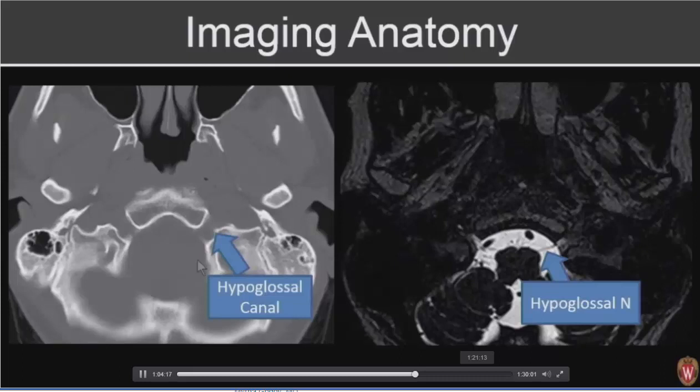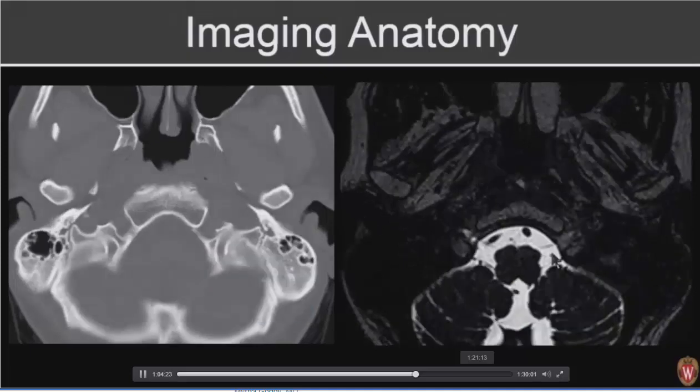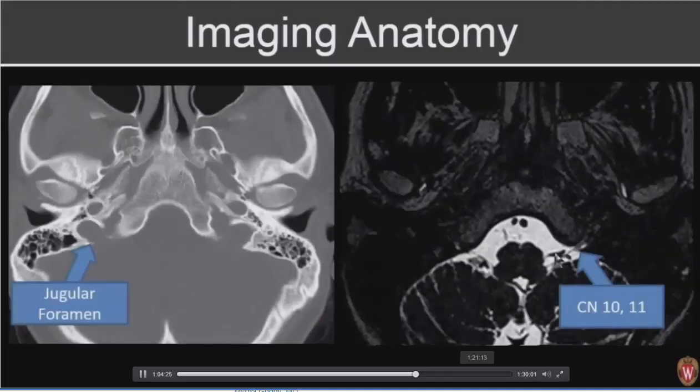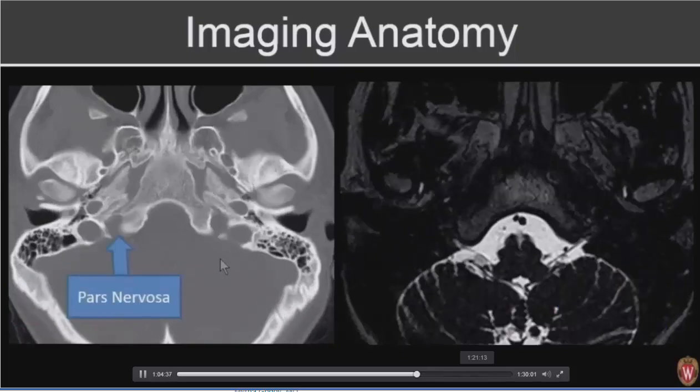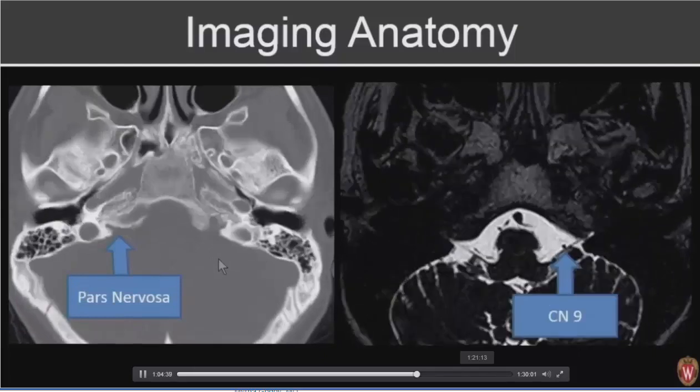So here, if we're starting inferiorly, we've got our hypoglossal canal and the nerve that travels through there. And then as we scroll up, we start to see branches of cranial nerve 10 and 11, which are going to go through the pars vascularis portion of the jugular foramen. And just anterior to that, we've got our pars nervosa part of the jugular foramen. And through that, we're going to see cranial nerve 9.